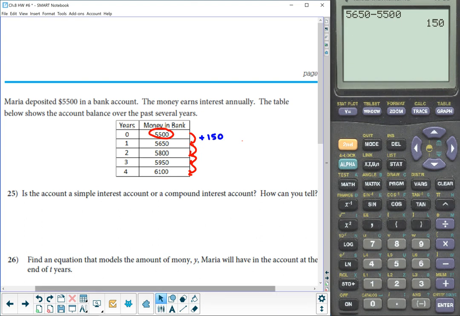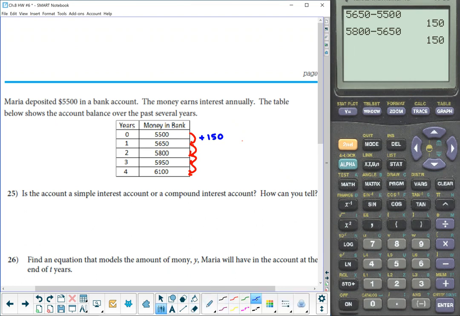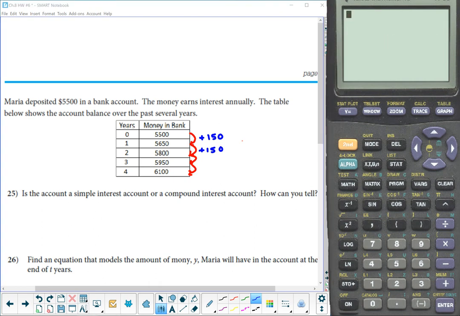Okay. Now let's look at it from the second year to the first year. So the second year is 5,800, and we're going to minus the first year, which is 5,650. And you know what? We're adding the same thing. See that? It's plus 150. You take the next year and subtract the previous year. So let's do the last one, right? 6,100 minus 5,950, and look, it's 150.